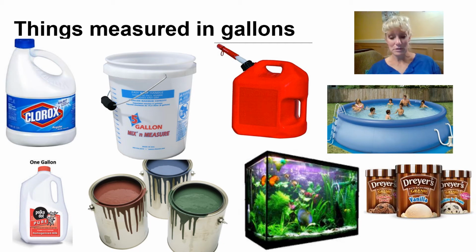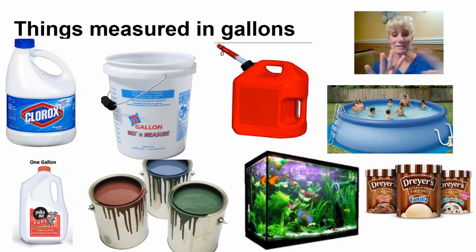So watch what I'm doing here. In a gallon, you have 4 quarts. If you have 4 quarts in a gallon, that means that you have 2 pints here, 2 pints here, 2 pints here, 2 pints here. That means that you have 8 pints in a gallon.